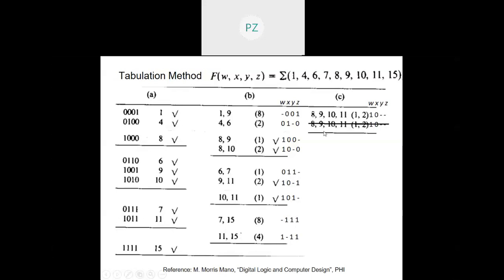Before proceeding to the next step, let us see that 8 9 10 11 and 1 0 dash dash is effectively the same thing. So I'll cancel off one, because we all know x plus x is equal to x. So any minimized term, if in duplicate, can be written off. Now for moving to the next step, what has been ticked is not of interest to us. What has not been ticked is of interest to us.